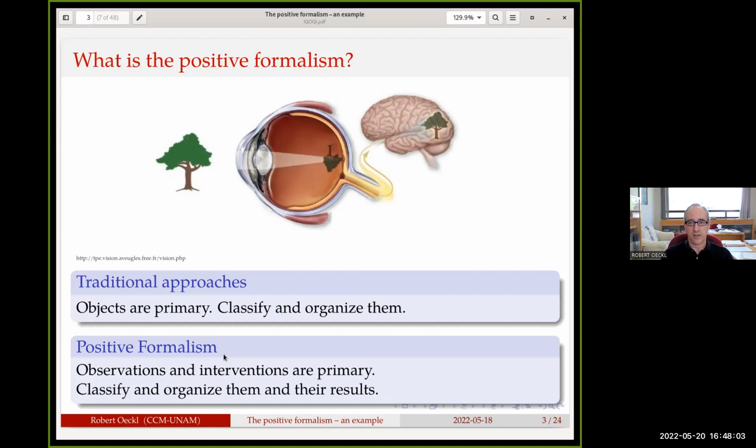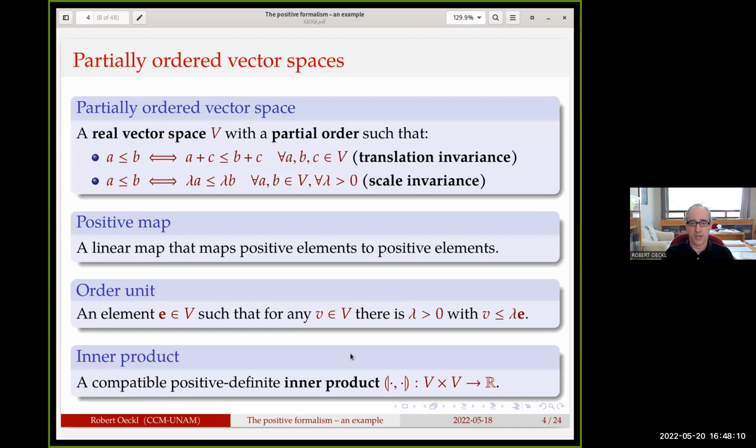Mathematically speaking, the most important objects in the positive formalism are partially ordered vector spaces. These are vector spaces which at the same time are partially ordered sets. So if you take two vectors, then you might have a notion that one is less or equal than the other. And this notion is compatible with the vector space structures, with addition and scalar multiplication. Now, between partially ordered vector spaces, the natural notion of map is that of a positive map. These are linear maps that at the same time are required to map positive elements to positive elements.